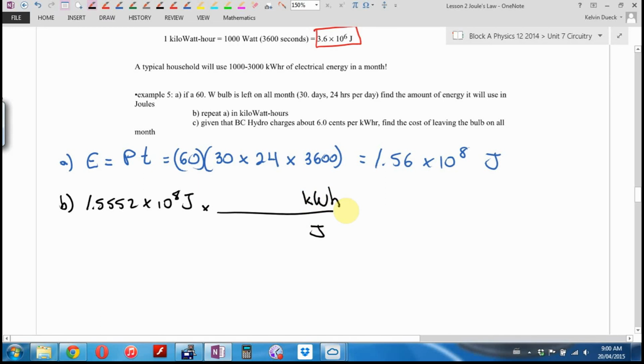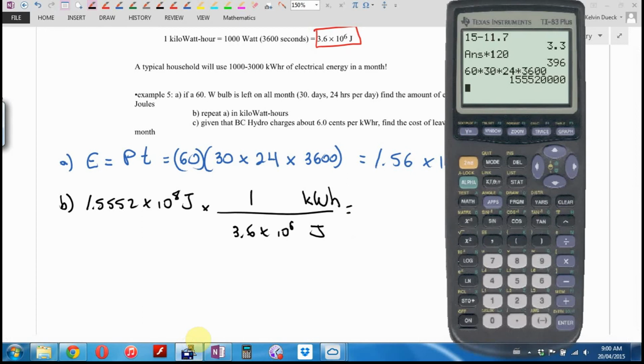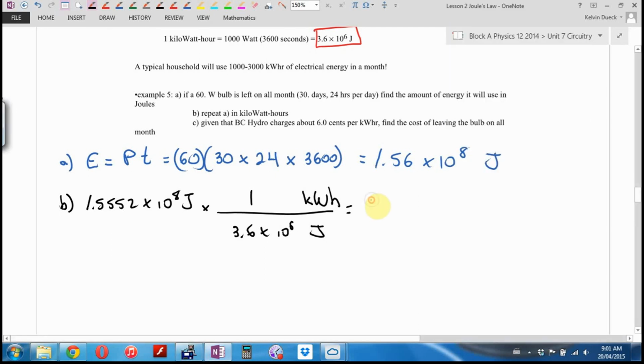Is there a conversion factor? Yes, 1 kilowatt hour is the same as how many joules? What did I say? 3.6 times 10 to the 6th. So I divide by 3.6 times 10 to the 6th. 43.2 kilowatt hours. A much nicer number.